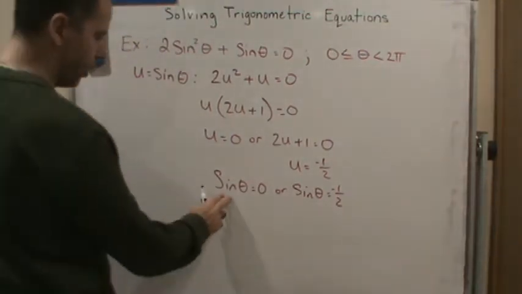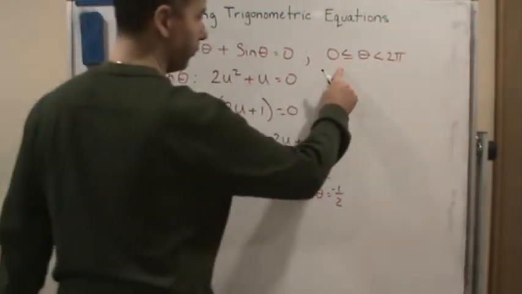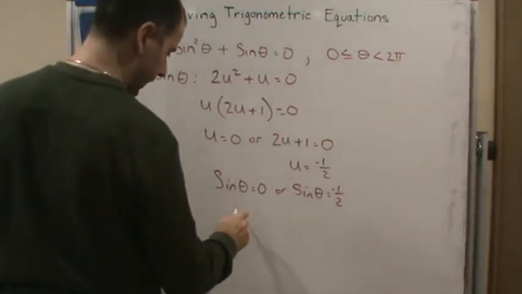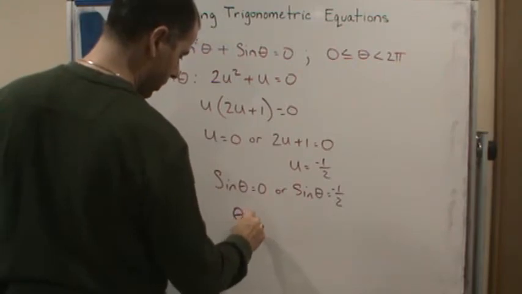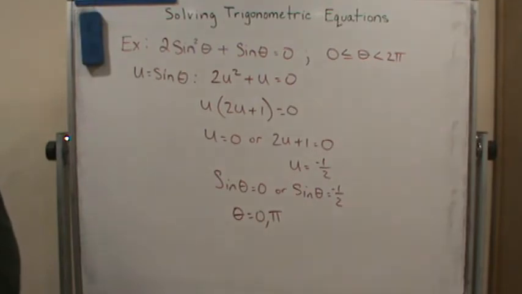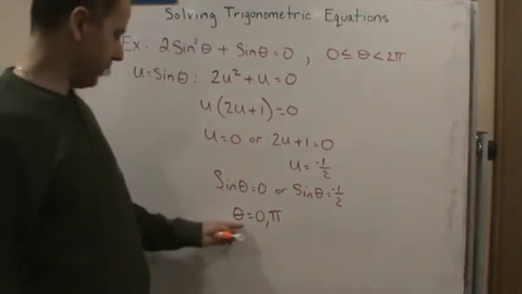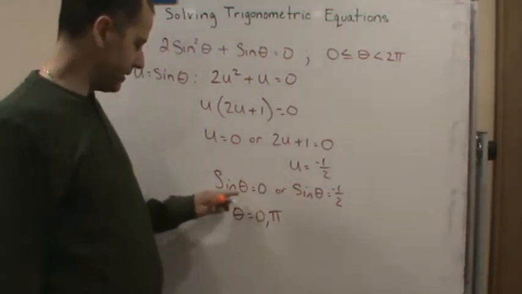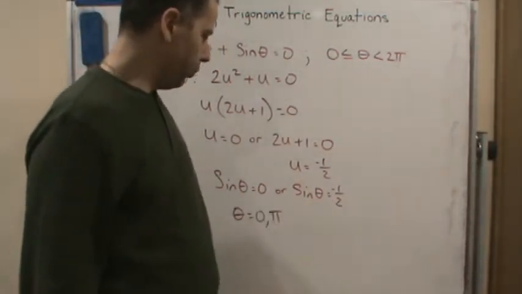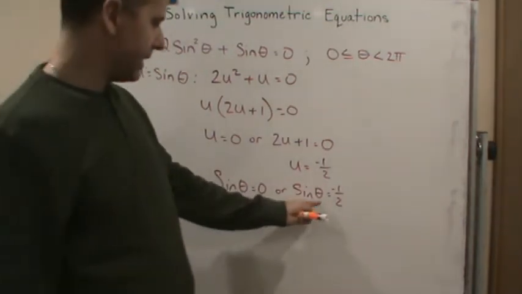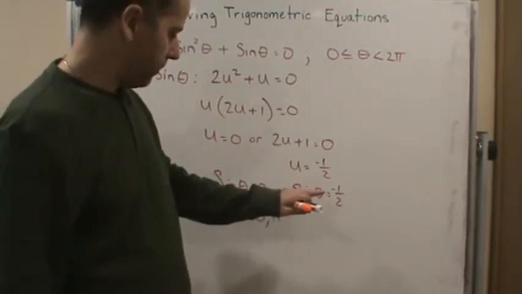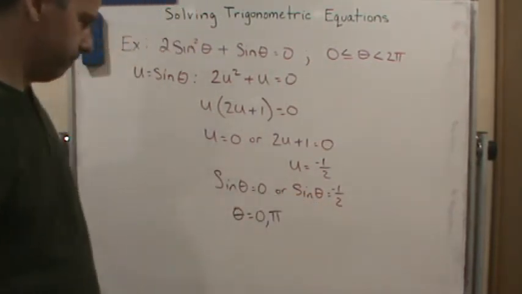Now, this one we know that sine on this interval, sine is 0 at either 0 or pi. So when theta is either 0 or pi, the sine of theta is 0. Now, what about negative 1/2? Well, sine is negative in which quadrants? Sine is negative in the third and fourth quadrant.